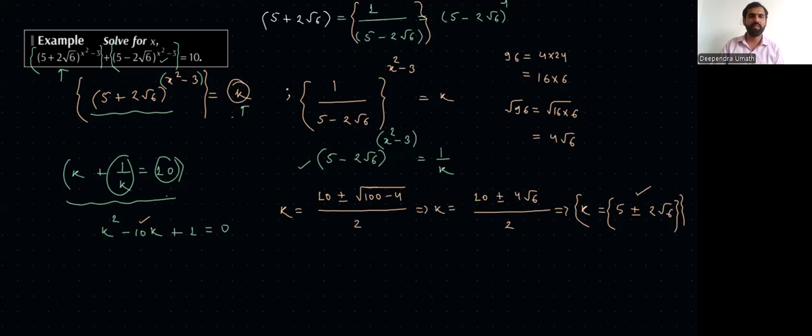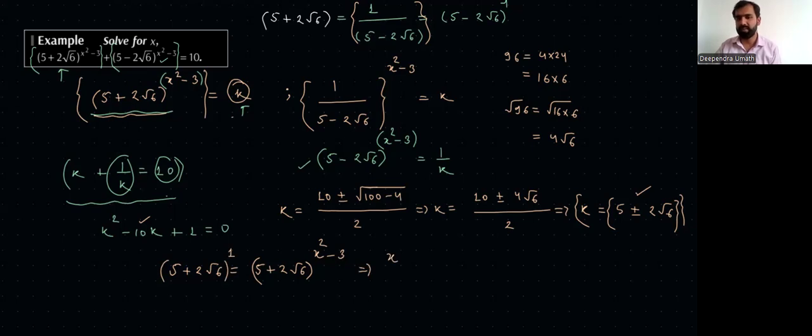However, here the value of k was given as 5 plus 2 root 6 whole raised to the power x square minus 3. I hope you are understanding. The bases are the same on both the sides, which means powers can be compared. So it gives you x square minus 3 is equal to 1, which gives you x square is equal to 4. And from here, I get the value of x as plus minus 2. So this is the first conclusion, the first two values of x.